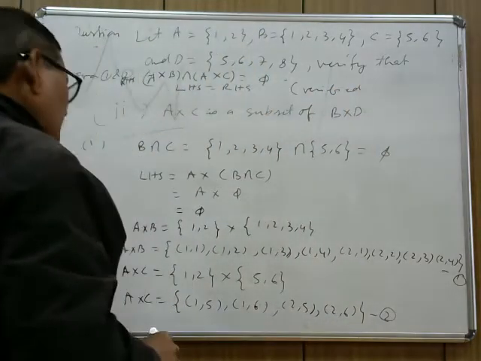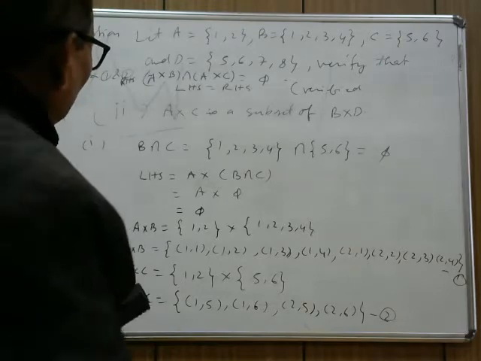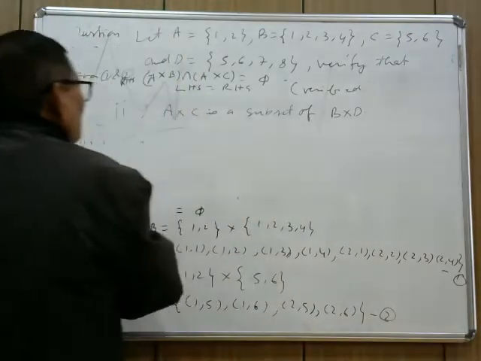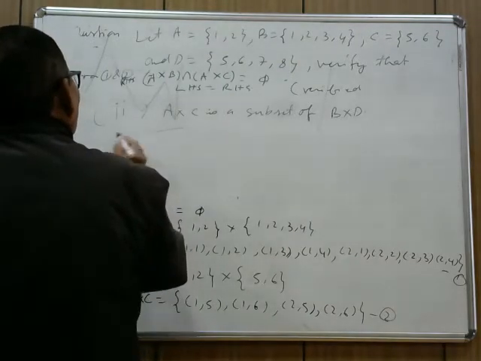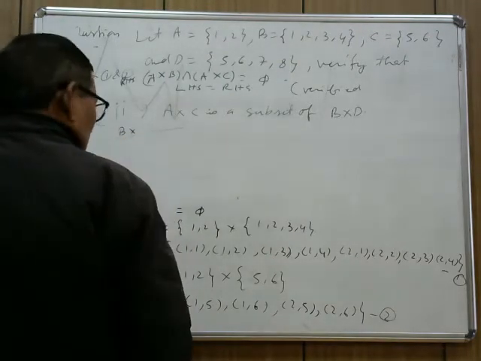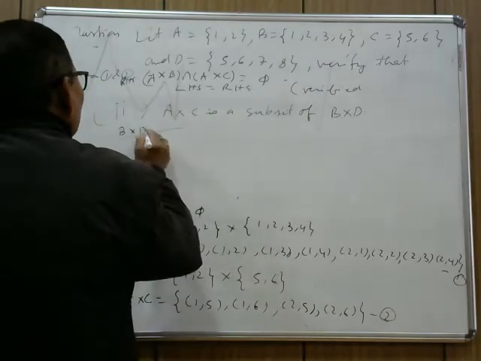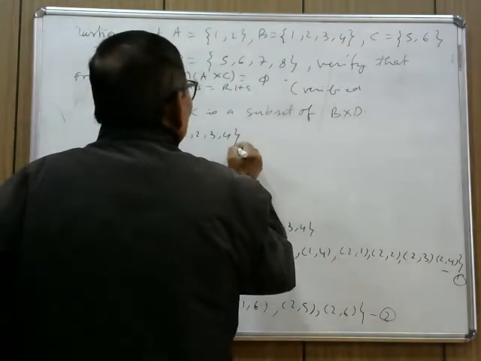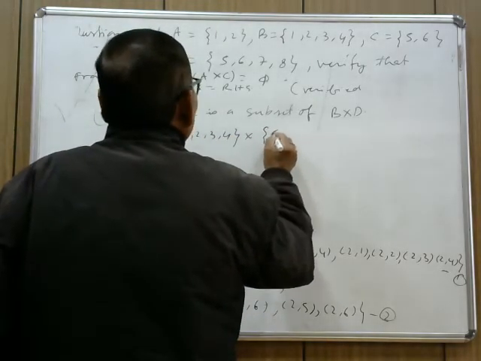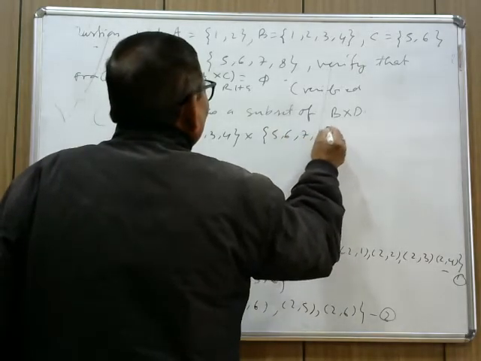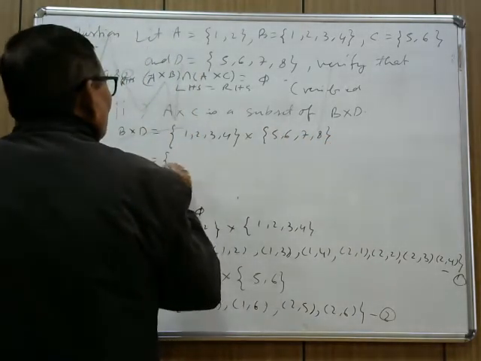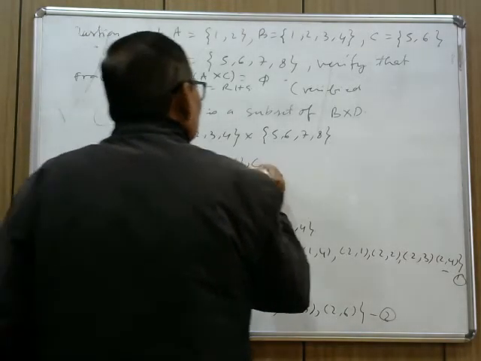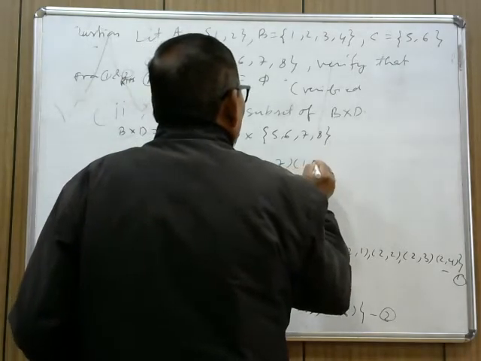Now your A cross C is written in result number 1. For the second part, you need to find B cross D only. In the second part, you find B cross D because A cross C is already there. B cross D equals B is {1, 2, 3, 4} cross D is {5, 6, 7, 8}, and your elements are (1,5), (1,6), (1,7), (1,8).